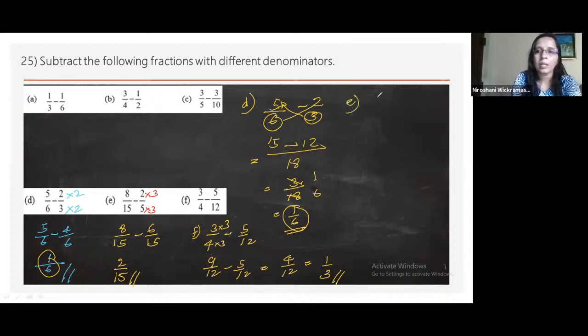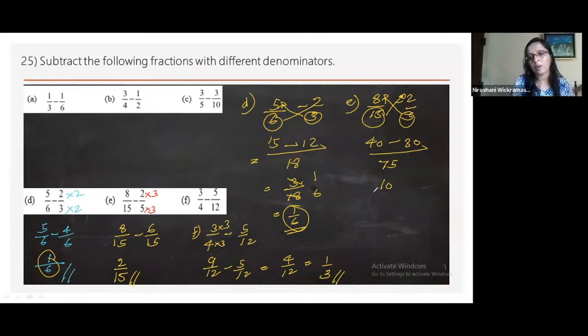E. 8 over 15 minus 2 over 5. Cross multiplication. 5 times 8, 40, minus 15 times 2, 30. 15 times 5, that is 75. 40 minus 30, 10 over 75. How many 5s are here? 2. How many 5s are here? 15. 2 over 15. Can you see? 2 answers are same.